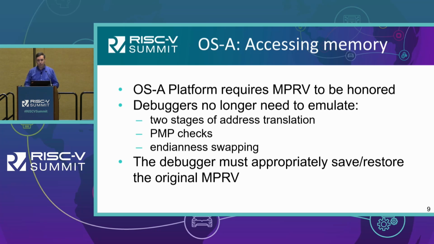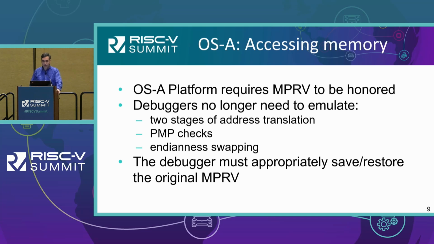The OSA platform requires MPRV enable to be 1, so that debug mode accesses honor MPRV, and they see memory in the mode of the debugger's choosing. But note that MPRV can still be cleared, and then everything is as it was before.